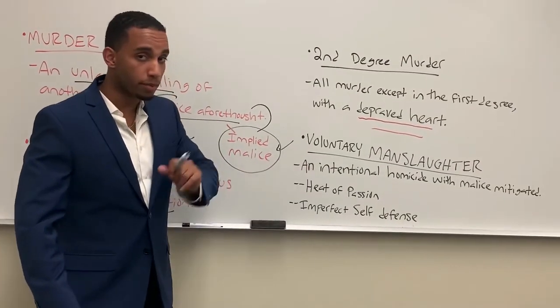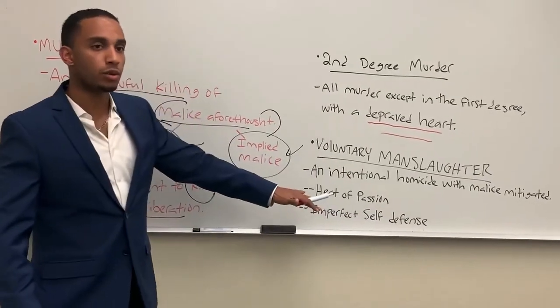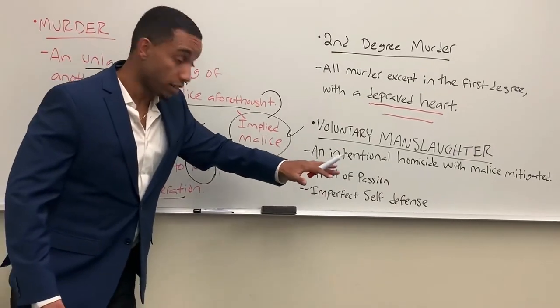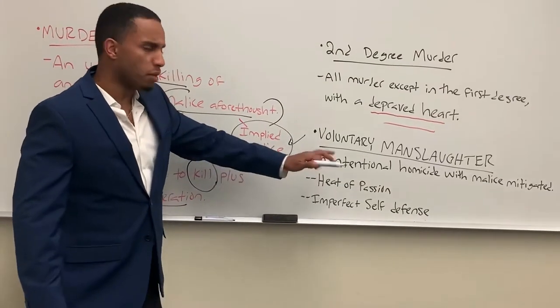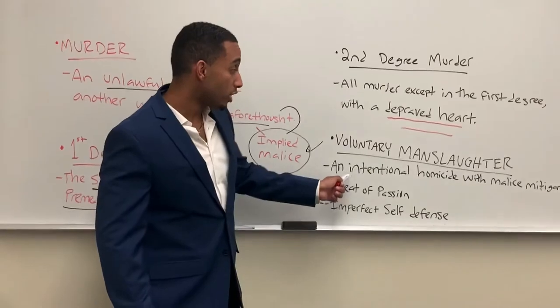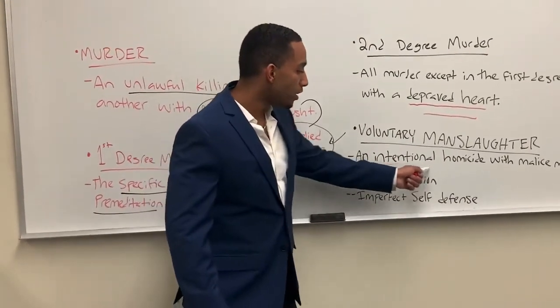Let's move on to voluntary manslaughter. What's very important about voluntary manslaughter is that it's like kissing cousins with first-degree murder. The big difference between first-degree murder and voluntary manslaughter is the very fact that this happened very impulsively, that the defendant still had the intent, right? Look, an intentional homicide with malice mitigated. The defendant still intended to kill.